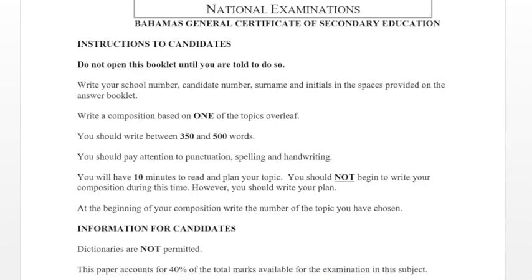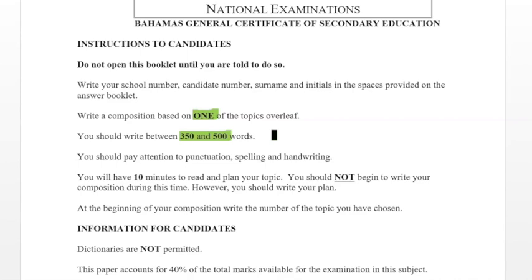You will be asked to write your response to the essay question in the answer booklet that will be provided for you. And you will be asked to write a composition or an essay based on one of the topics that will be given to you. You are not to write on more than one topic. You should write anywhere between 350 to 500 words. To write less will mean that you will have an underdeveloped essay.